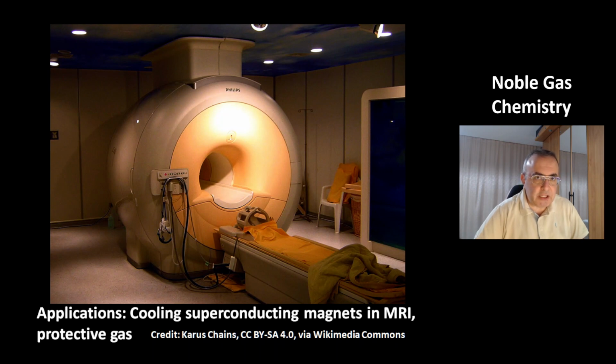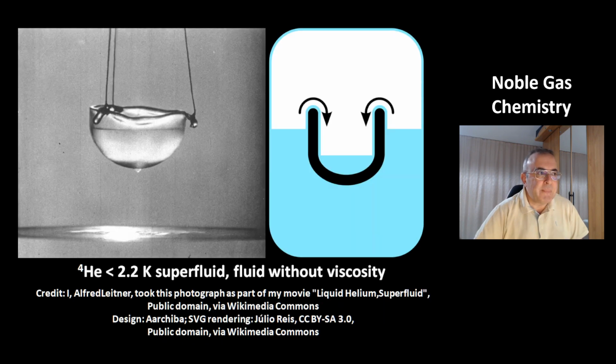This is one of the applications of helium. It's used for cooling of the superconducting magnets in MRI, and helium is also used as a protective gas. Helium-4 at a temperature below 2.2 Kelvin is superfluid. It's a fluid without viscosity. In the right picture you can see that it automatically creeps over the walls until all levels are equal.